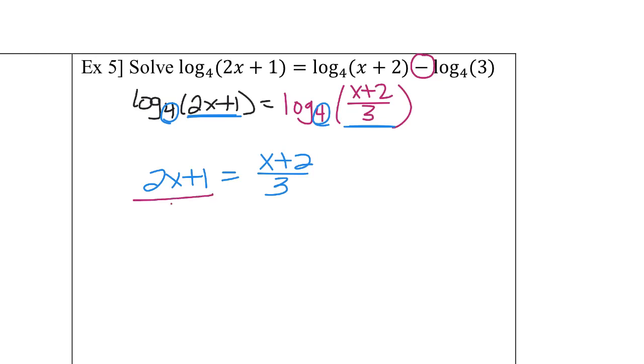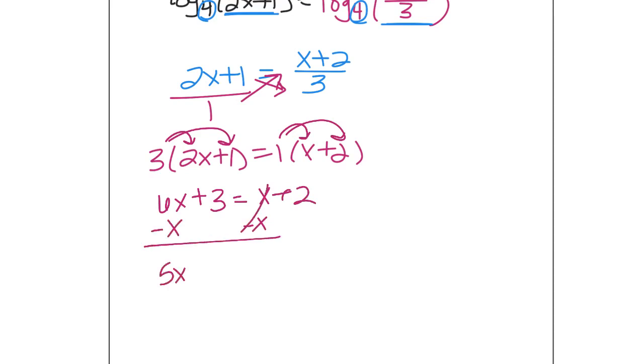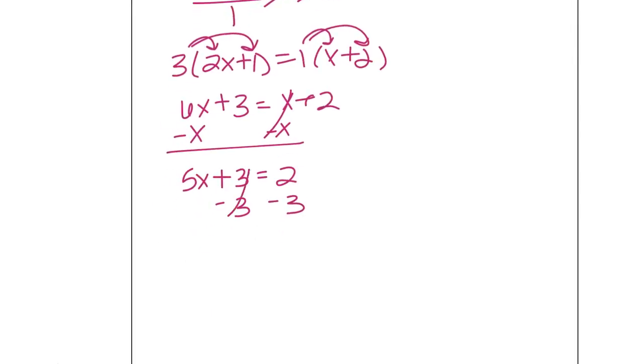So I'm going to solve this by using cross multiplication. So 2x plus 1 times 3 equals 1 times x plus 2. So let's simplify this down. 3 times 2x makes 6x. 3 times 1 makes 3. 1 times x makes x. 1 times 2 makes 2. Subtract x from both sides. 5x plus 3 equals 2. Subtract 3. 5x equals negative 1. And then divide by 5. So x is equal to negative 1/5.